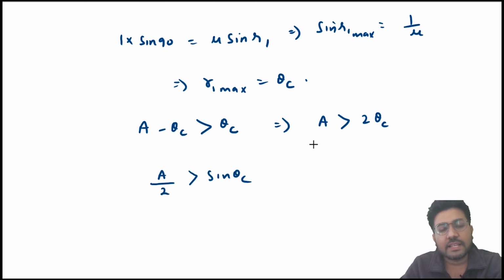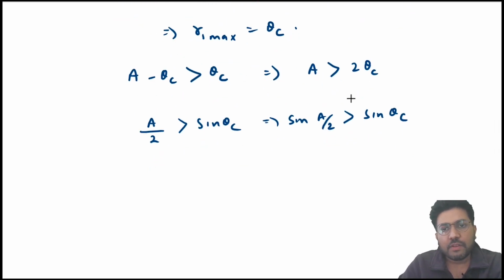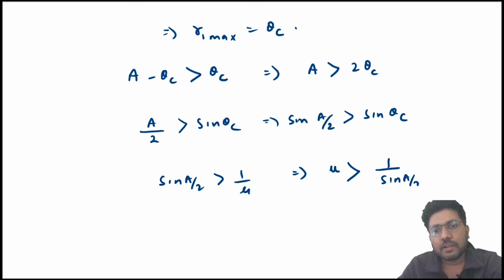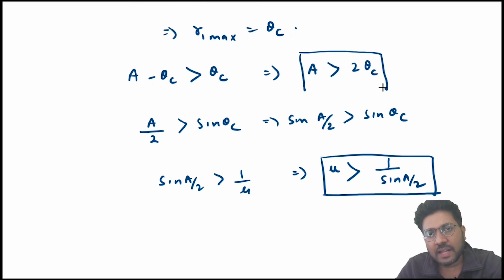So from this you will get A by 2 is greater than the critical angle. So from this I will take sine both sides. I will write sine A by 2 is greater than sine of critical angle, but sine of critical angle is 1 by mu. So I will write sine A by 2 is greater than 1 by mu. That means mu is greater than 1 by sine A by 2. So this is the condition, you can remember it like this or like this.